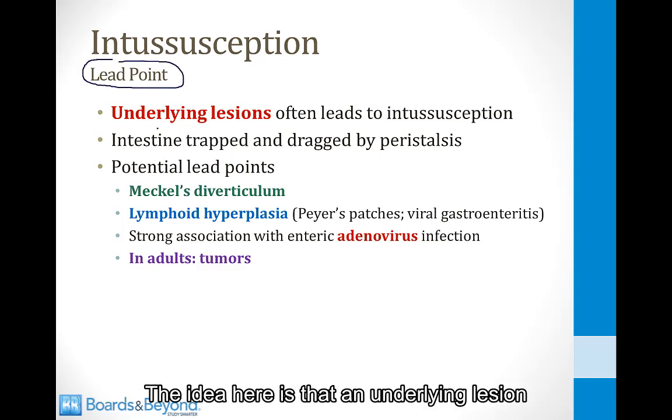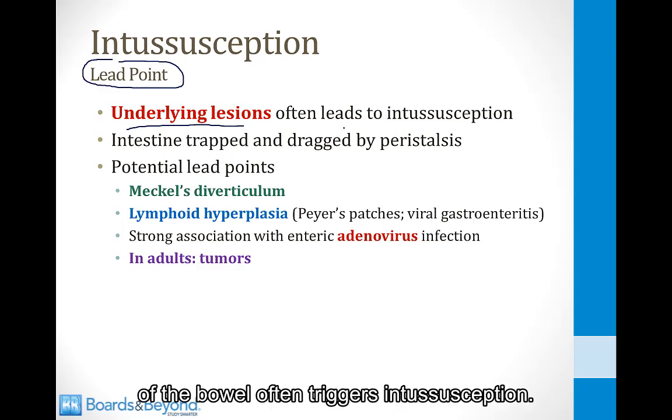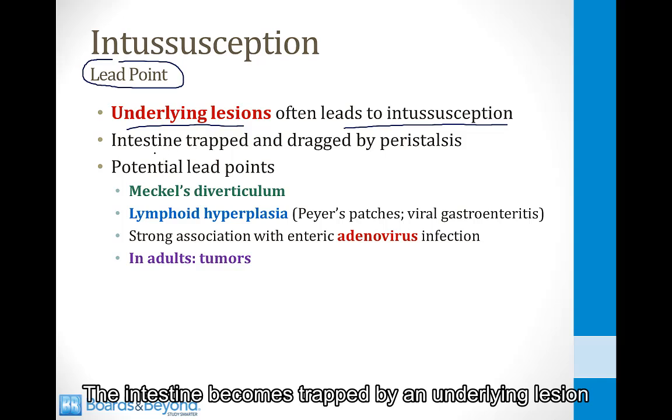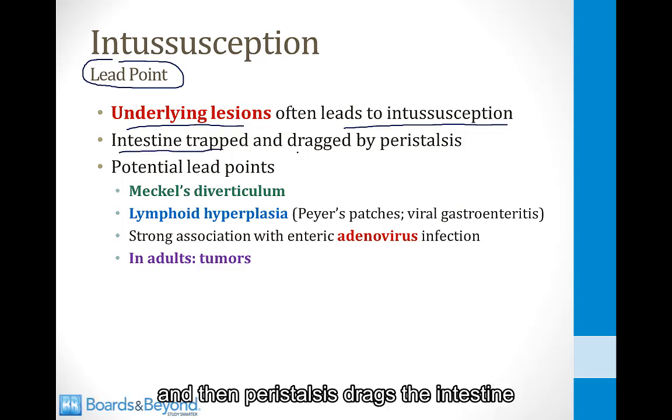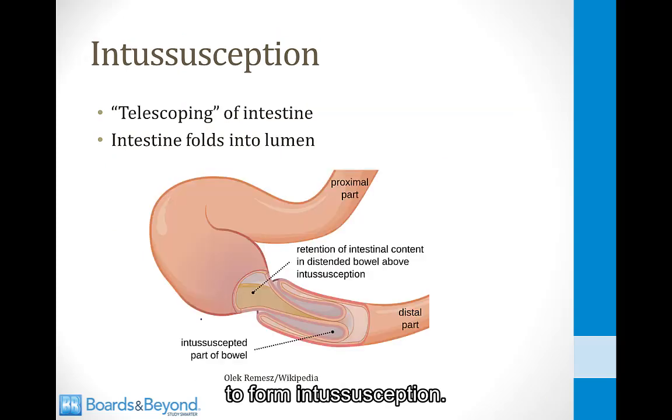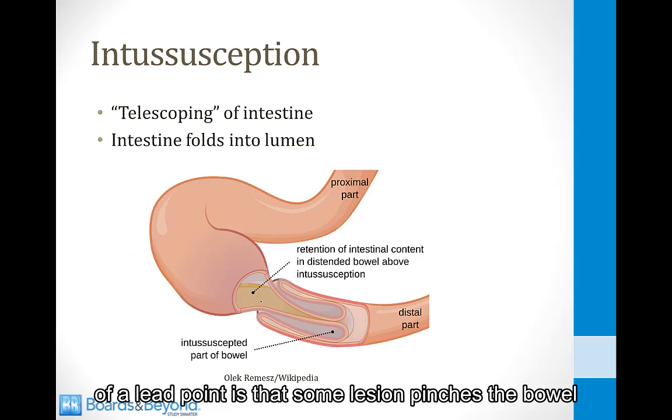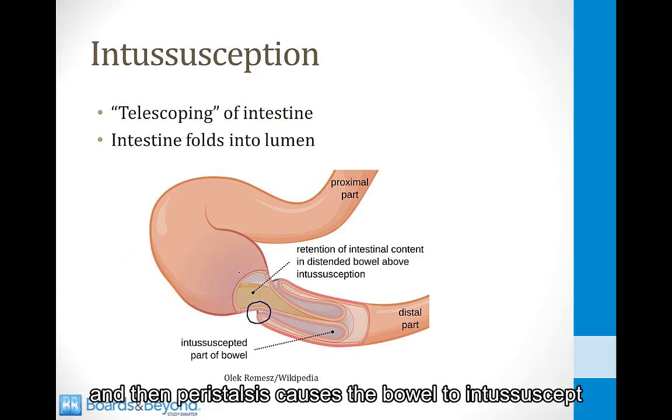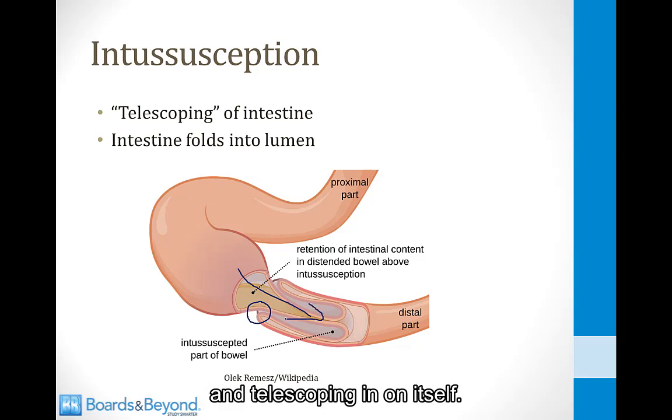The idea here is that an underlying lesion of the bowel often triggers intussusception. The intestine becomes trapped by an underlying lesion, and then peristalsis drags the intestine to form intussusception. If we go back to this picture, the idea of a lead point is that some lesion pinches the bowel, and then peristalsis causes the bowel to intussuscept and telescope in on itself.